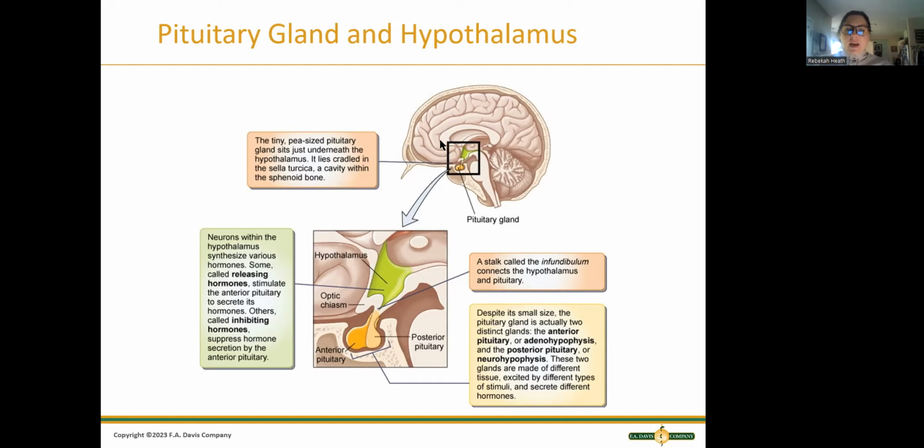In the hypothalamus, you can see it right up here, or here's a better picture of it. It has a lot of synthesizing or releasing hormones. They stimulate the pituitary to secrete some hormones. Other hormones are inhibiting hormones. So let's get into a little more about these.